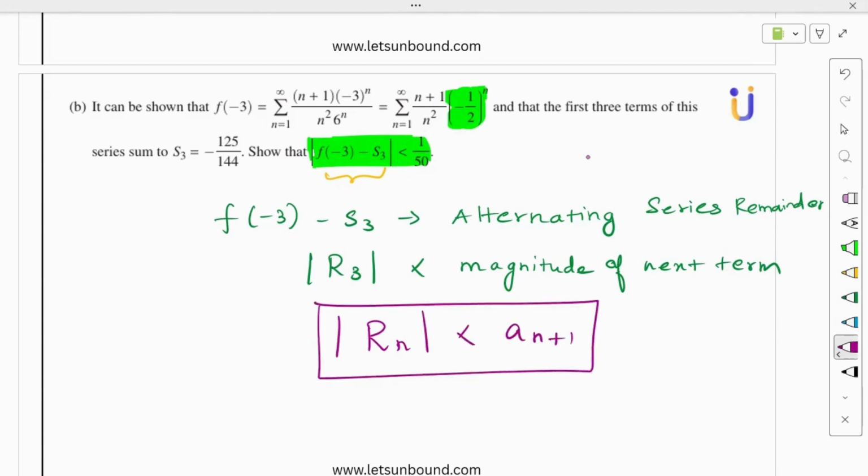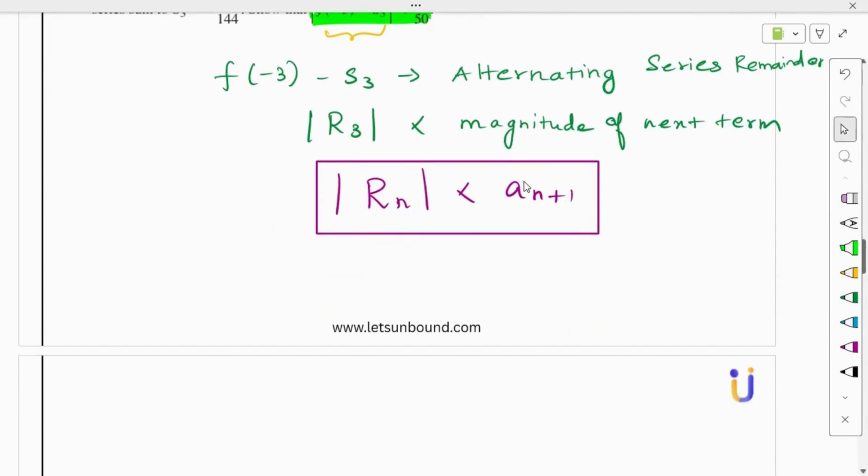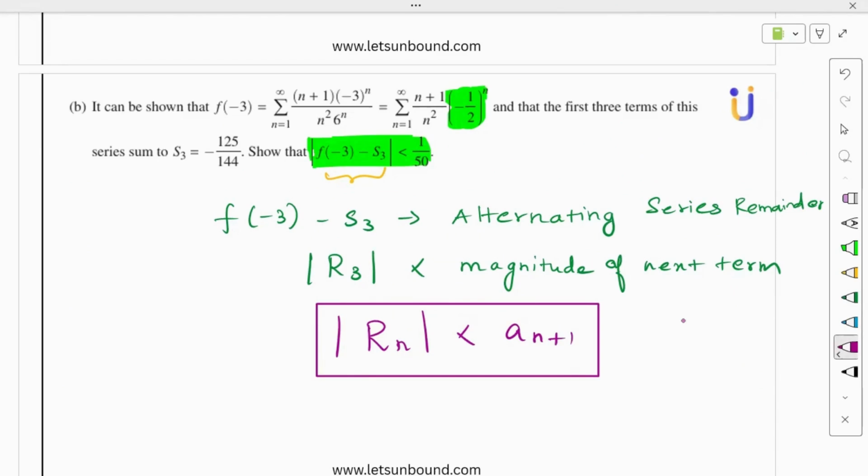So that's one of the things you might have learned, right? So we're going to apply this. What is an plus 1? This is already given. So I need to prove it's less than 1 by 50. So an plus 1 should be less than 1 by 50. Let's solve for an plus 1. An plus 1 means we are doing R3, so I need to check with A4.